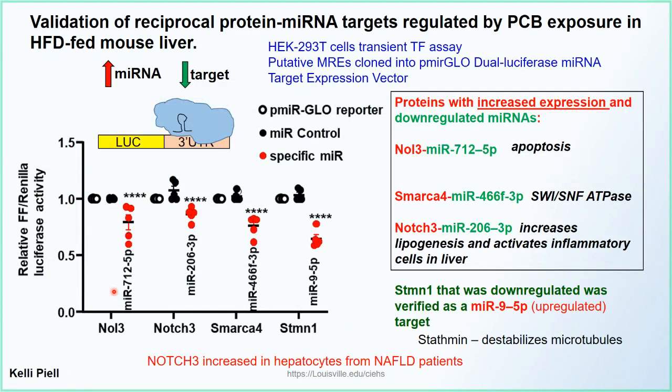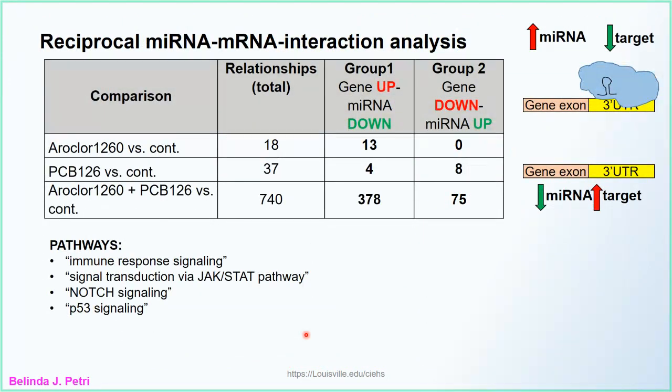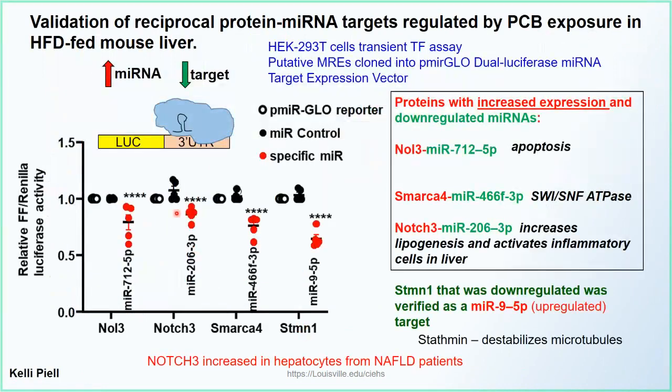So then we wanted to validate these microRNA gene targets. So if we have, again, an increase in microRNA, we expect a decrease in a target, because that will activate the RISC complex to block translation. So what we did was to transiently transfect HEK293T cells with a pmirGLO dual luciferase microRNA expression vector, into which the 3' UTR microRNA response elements of these genes, NOL3, NOTCH3, SMARCA4, and STIM1 were cloned. And what we expect to see, if the proteins are really targets of the microRNAs that were putatively identified by Belinda in this analysis, are real, then the microRNA transfected into the cells should decrease the firefly luciferase activity.